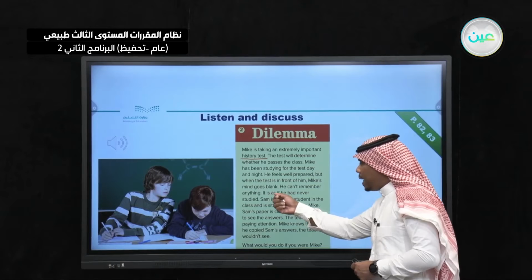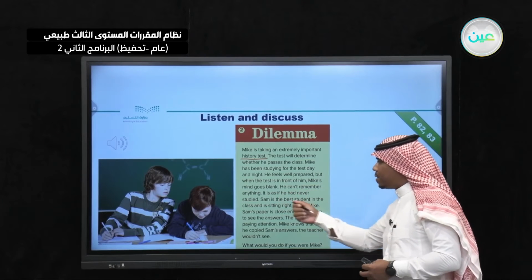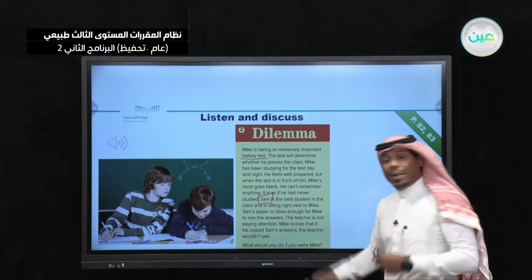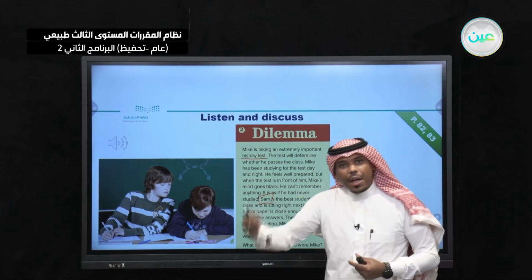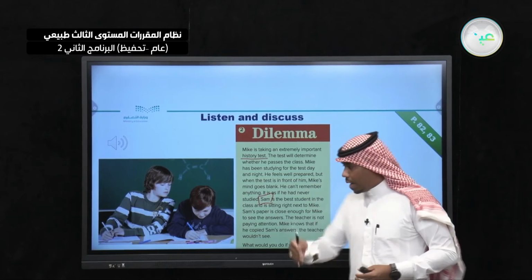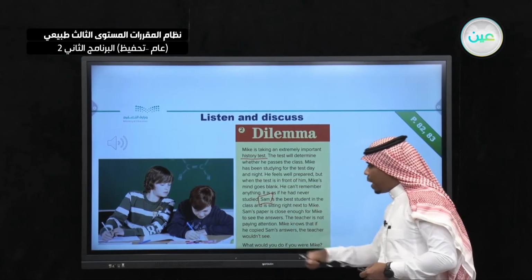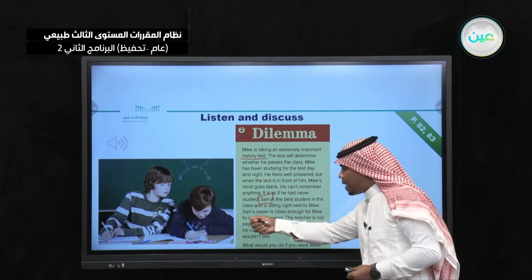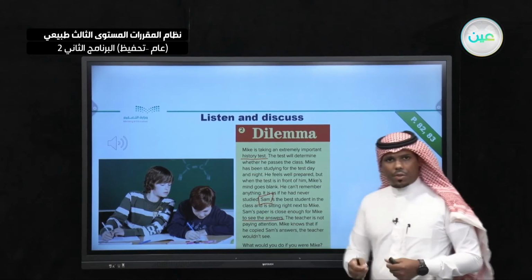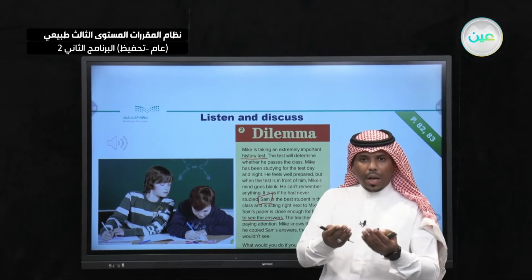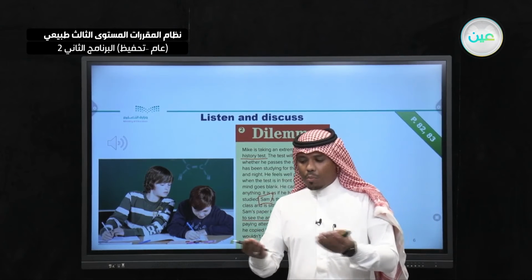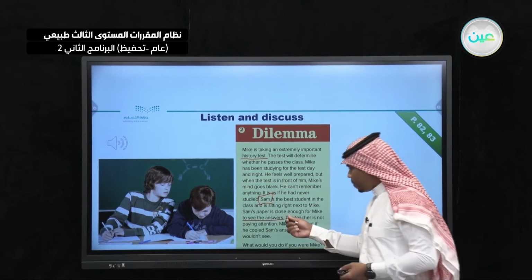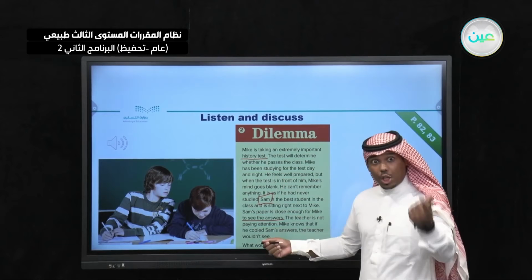And of course, it is as if he had never studied. Sam here is the best student and he's sitting right next to Mike. Sam's paper is close enough for Mike to see the answers. So the paper of Sam is close enough to Mike to see the answers. Okay, do you think now the teacher is not paying attention?